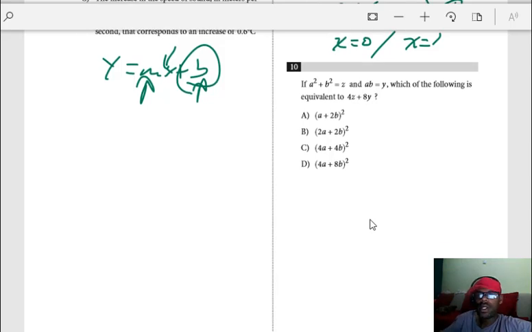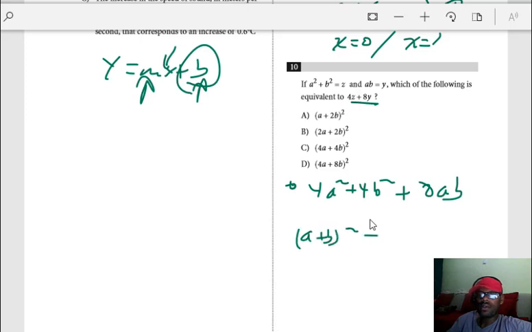Question number 10. a squared plus b squared is equal to z and the product of a and b is y. Which one of the following is equivalent to 4z plus 8y? Let's do it: 4, and instead of z substitute a squared plus b squared, that goes to 4a squared plus 4b squared plus 8 times y, and instead of y plug in ab. So what does this mean? Look, a plus b the whole squared expands to a squared plus b squared plus 2ab.